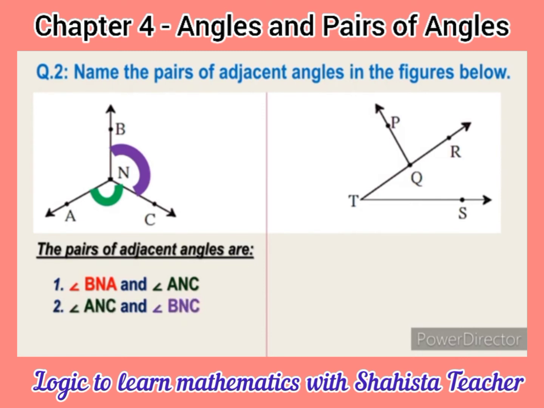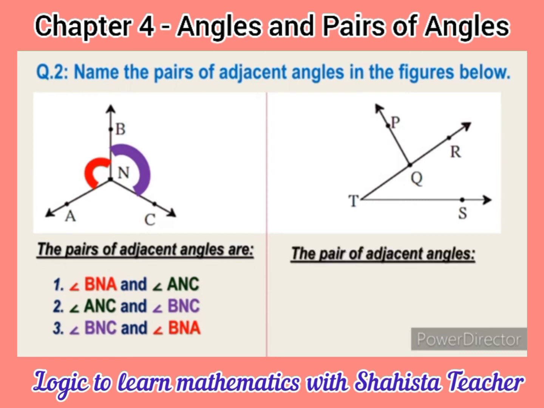Okay, now the third one, B and C and angle A and B. Here we will write angle B and C and angle B and A, or we can write A and B, both are equal. So B and C and B and A. In this way we have to write pairs of adjacent angles. Isn't it so simple?